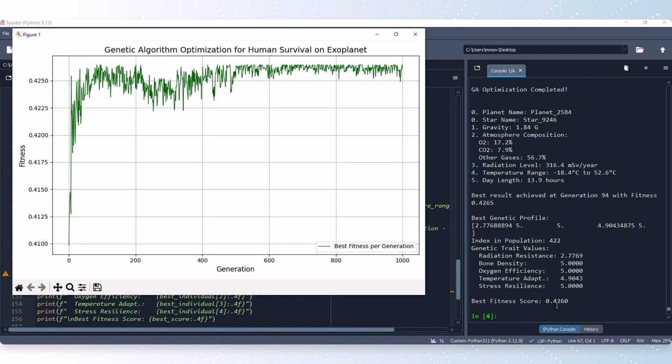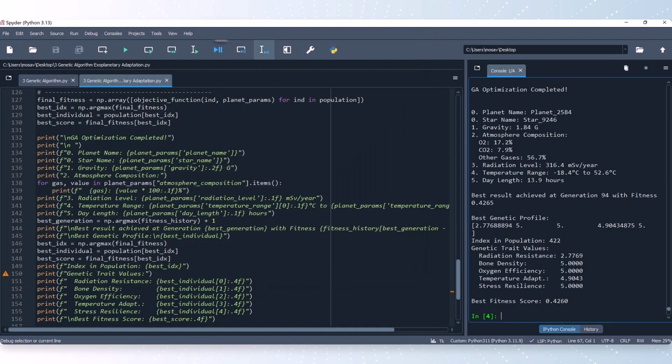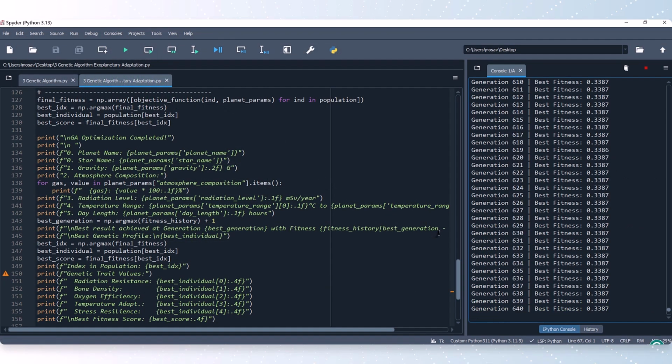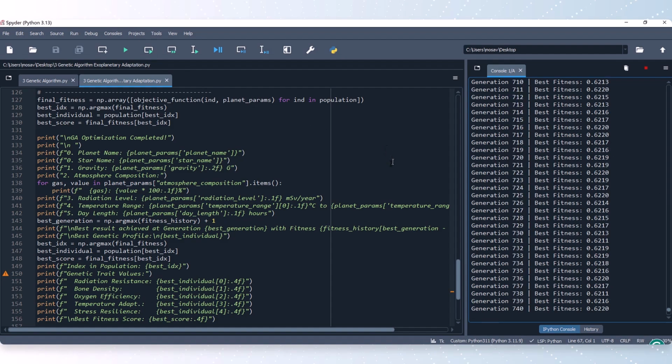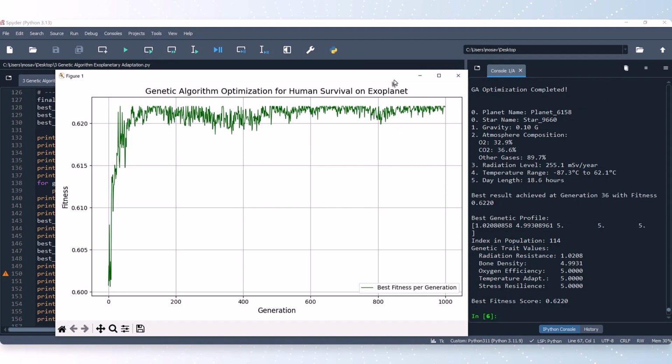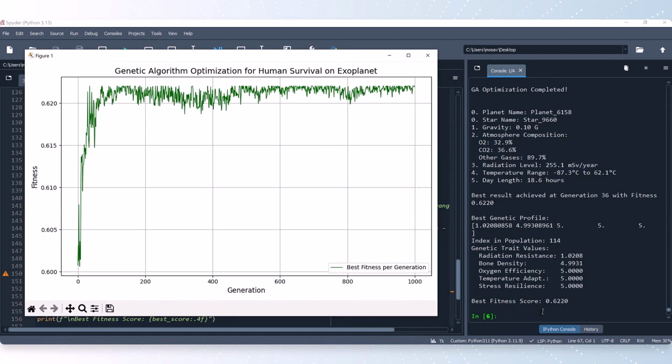This time it is 0.4. It is not good again. Let's run it one more time. Not good. Okay, this time is better. So we have 0.6. Okay, here we can see the planet name, star name.